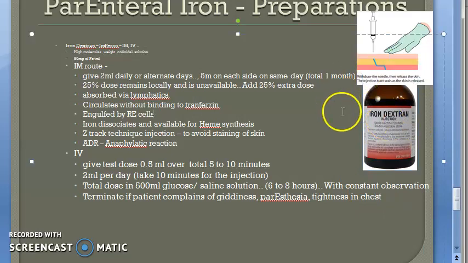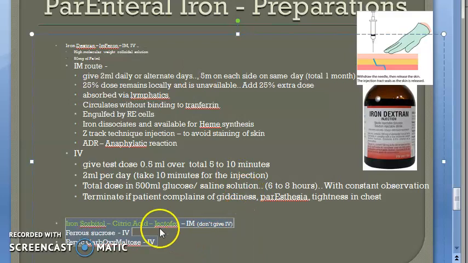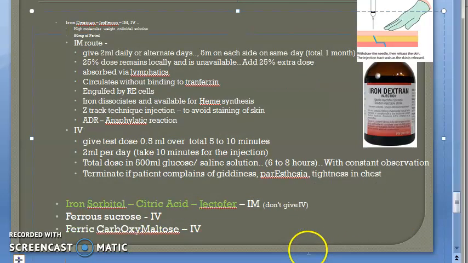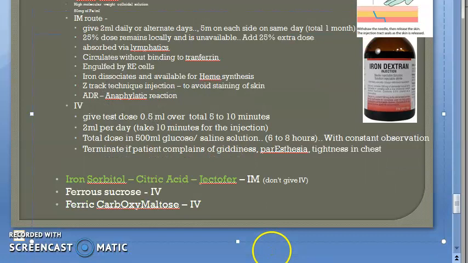It's so complicated to give parenteral iron, isn't it? Okay. So let us look at the other things here. What are the other options we have? Iron sorbitol citric acid. It is also called Jectofer. Okay, it is given always IM. Don't give IV. Then you have ferrous sucrose and ferric carboxymaltose, which are given IV.